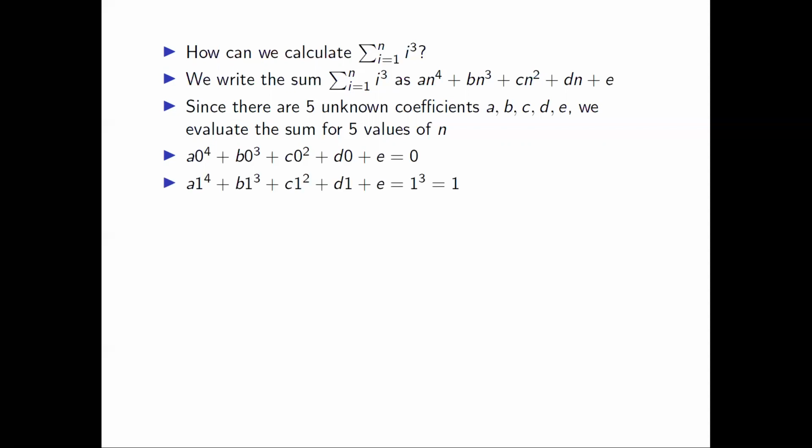We can also plug in 1 into that polynomial in n, the polynomial an to the 4th plus bn cubed plus cn squared plus dn plus e. When we plug in 1, we get a times 1 to the 4th plus b times 1 cubed plus c times 1 squared plus d times 1 plus e. We want that to be equal to the sum from i equals 1 to 1 of i cubed. And that gives us 1 cubed. That's the only element in the sum, which is equal to 1.